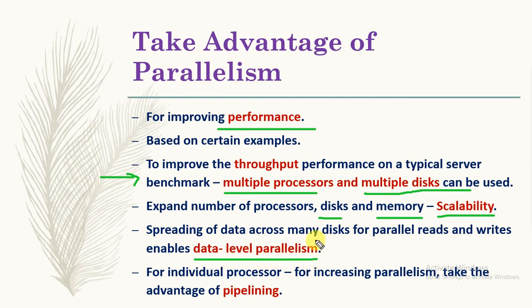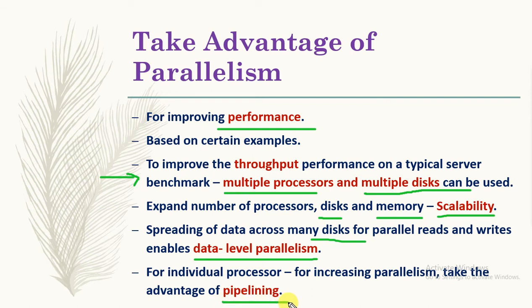If we increase the number of disks, we can increase the data level parallelism. If you have, say, 1 lakh data items available, and the data are distributed among different disks, simultaneously we can work on some portion of the data, so that the process takes less time to complete the entire task.